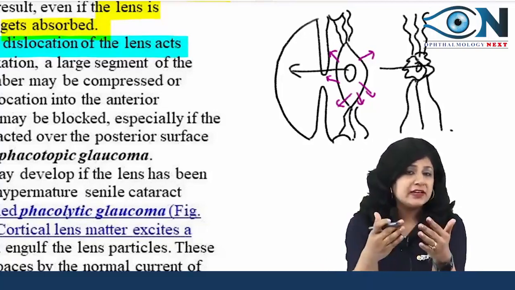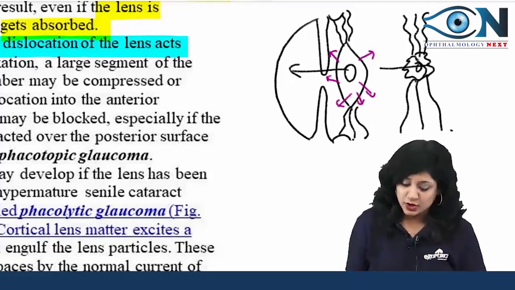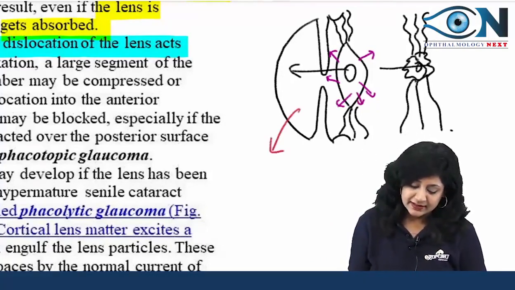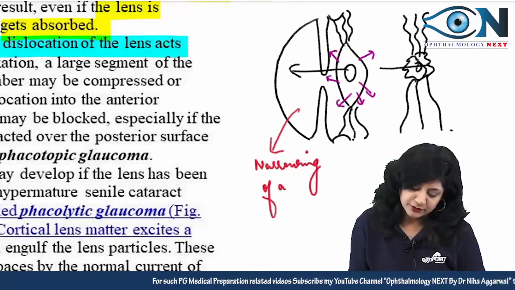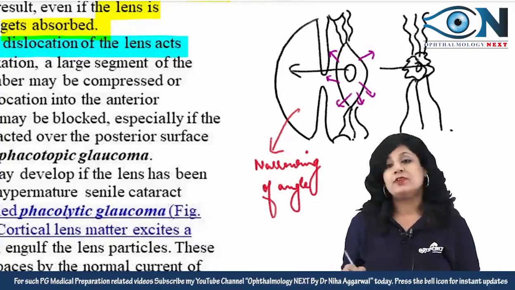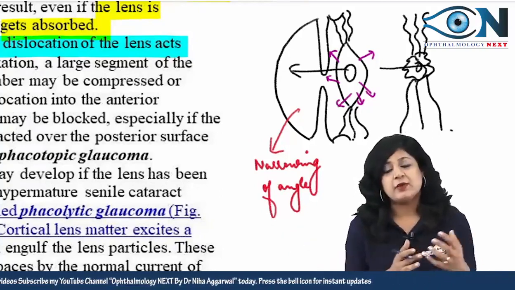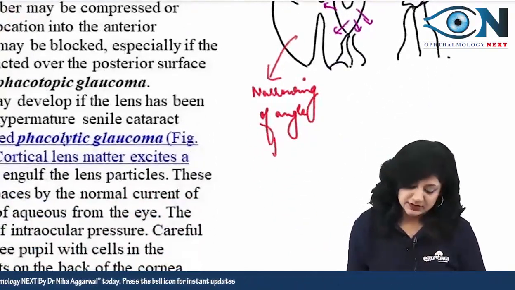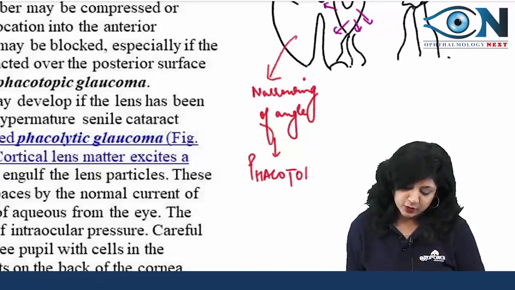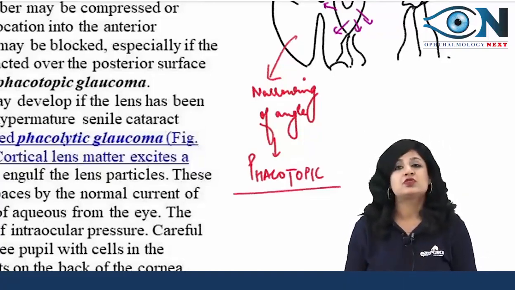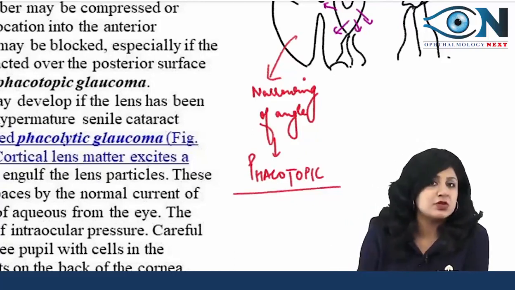It can go anteriorly also, it can go posteriorly also. So, if it is going anteriorly, this is causing narrowing of the angle of anterior chamber, and obviously when it is causing narrowing of the angle of anterior chamber, this is causing glaucoma. This glaucoma is called the phacotopic glaucoma. This glaucoma is actually occurring due to the changes in the position of the lens.